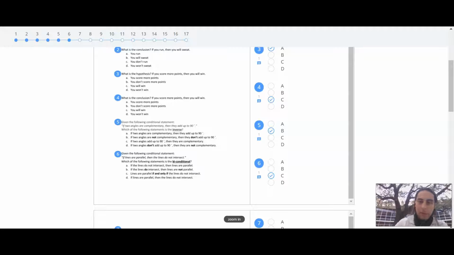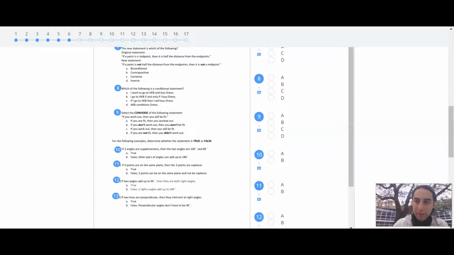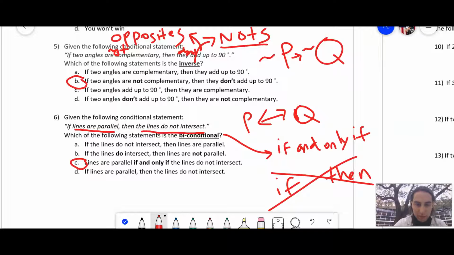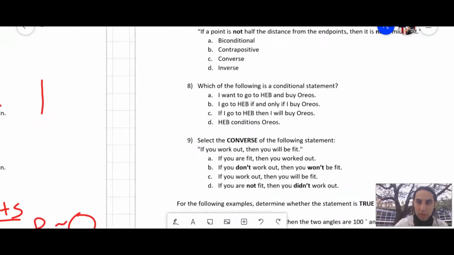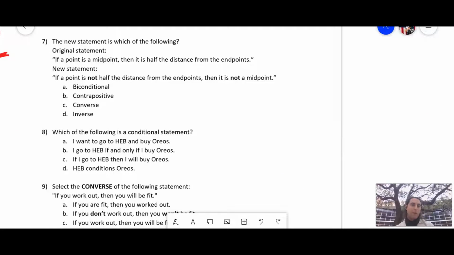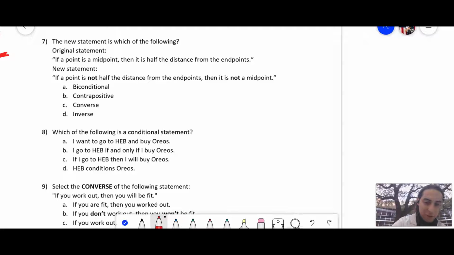All right. Let's move on to the next page. Number 7. The new statement is which of the following? It gives us the original and it gives us a new statement. It says if a point is a midpoint, then it is half the distance from the endpoints. The new statement, if the point is not half the distance to the endpoints, then it is not a midpoint.